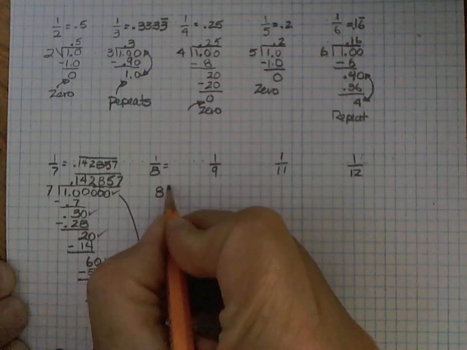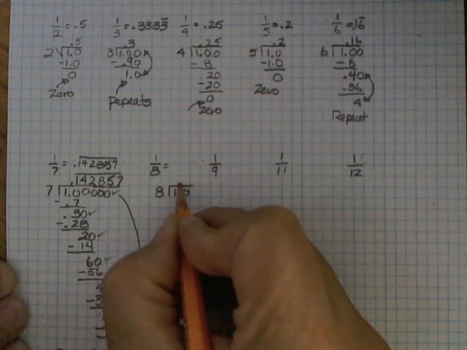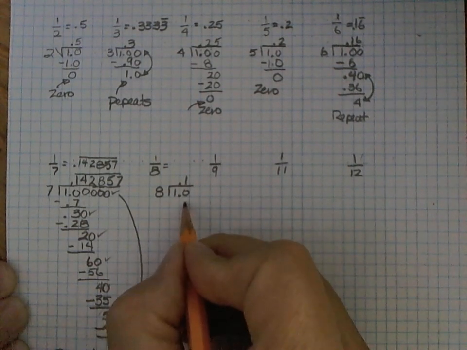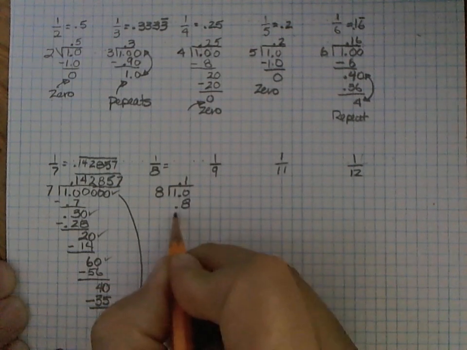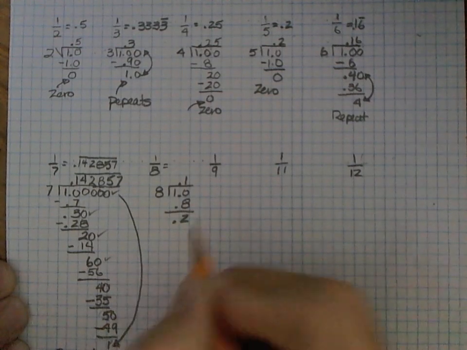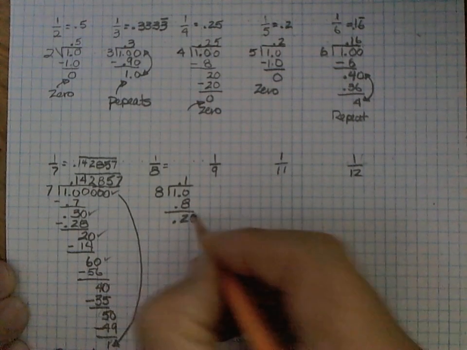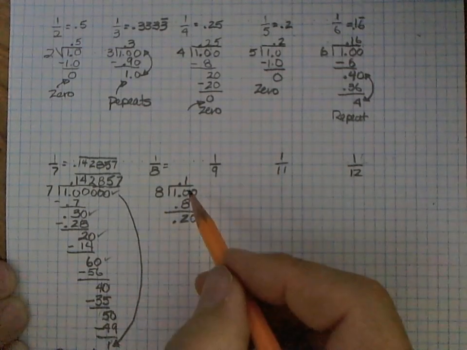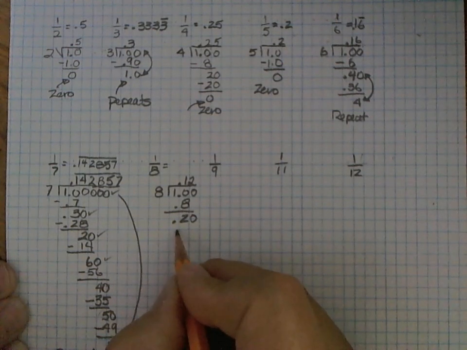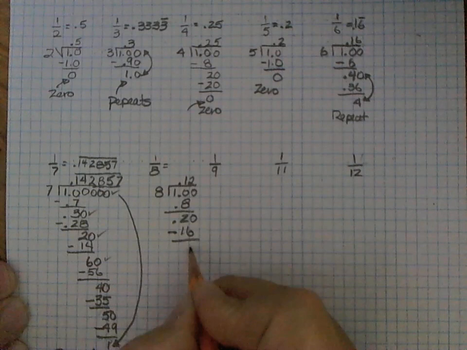So 8 divides 1. It won't go into 1, but it will go into 10. It will go into 10 one time. 1 times 8 is 8. I subtract it. I get 2. Okay, 0.1. Well, I need to add another decimal because 8 won't go into 2, but it will go into 20. So I'm going to add another decimal. I'm going to multiply by 2. 2 times 8 will give me a 16. Subtract it. I get 4.